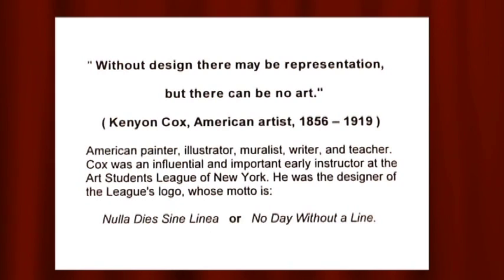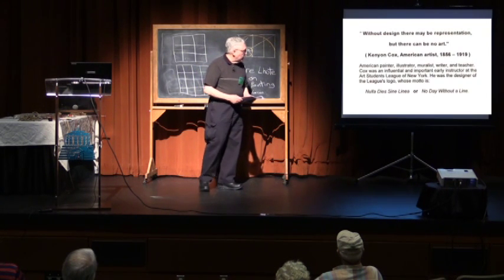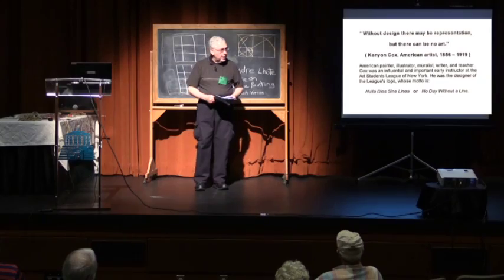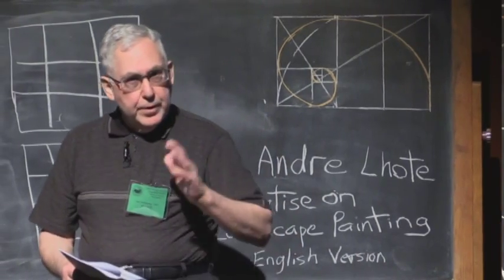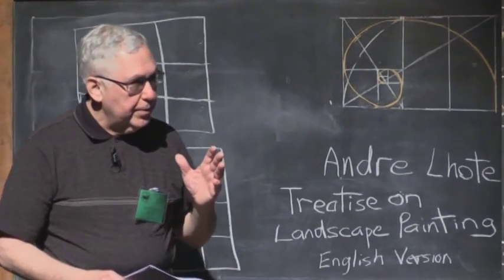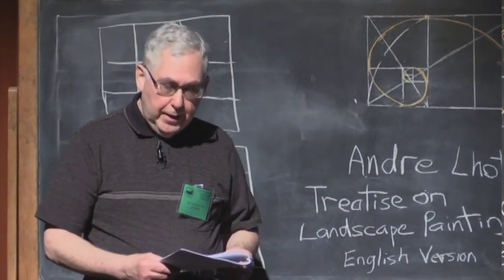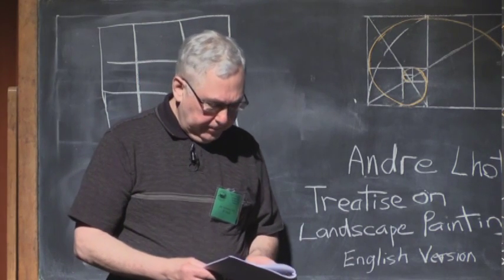Without design, there may be representation, but there can be no art. It's credited to a gentleman named Kenyon Cox, an American artist, 1856 to 1919. He was an American painter, illustrator. But one of the things that he did, interestingly, was that he was very involved in the Art Student League in New York City, and he helped to develop their motto, which is Nulla dies sine linea, no day without a line.